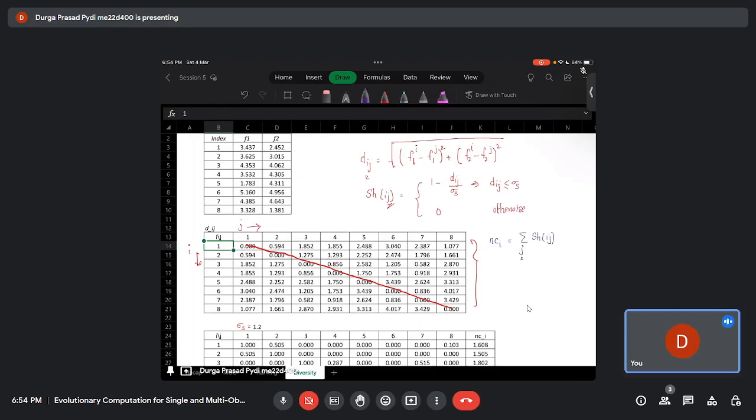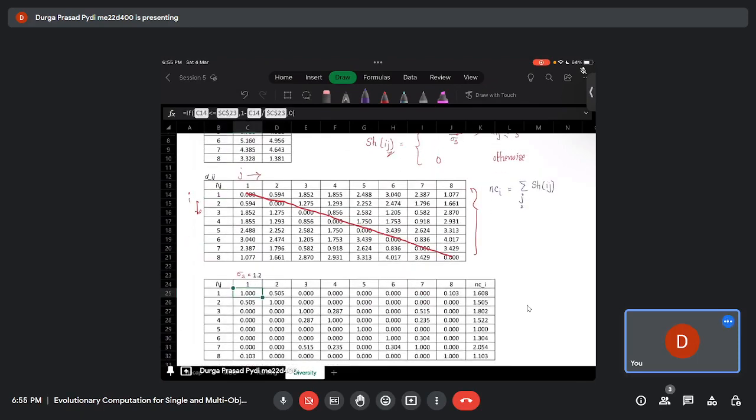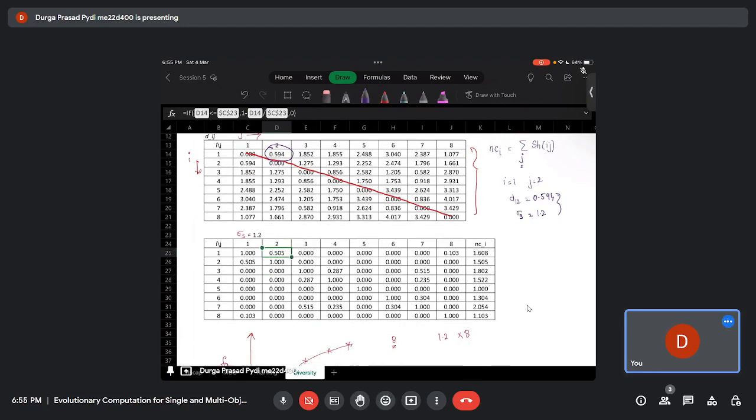Once I got all the Dij values, for each individual, we'll take the example of the particular case of i equal to 1 and j equal to 2. For i equal to 1, j equal to 2, I have a D12 value of around 0.594. My sharing parameter value is 1.2. In this particular case, the distance is actually less than sharing, so they are overlapping. So I'll take this contribution as 1 minus. This particular value is getting reflected here.